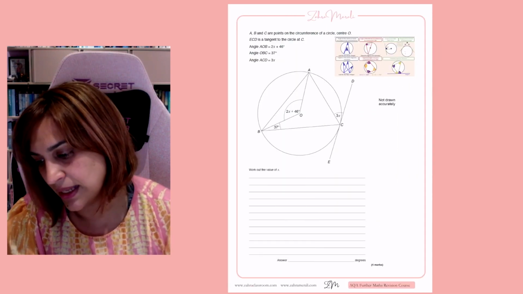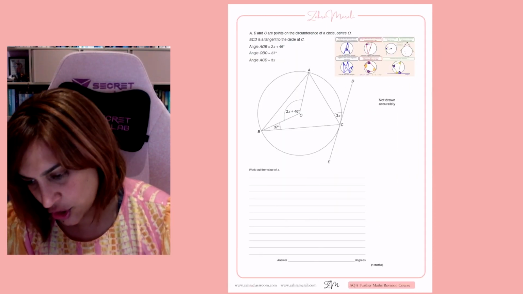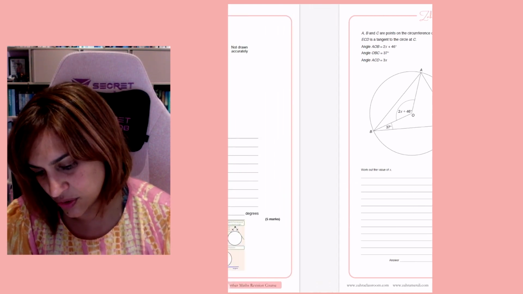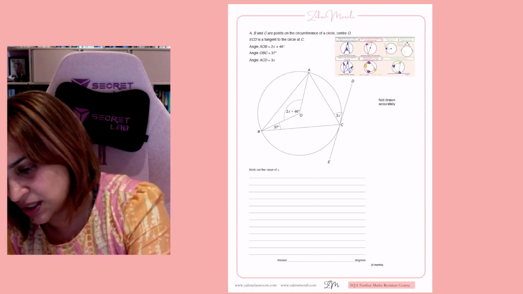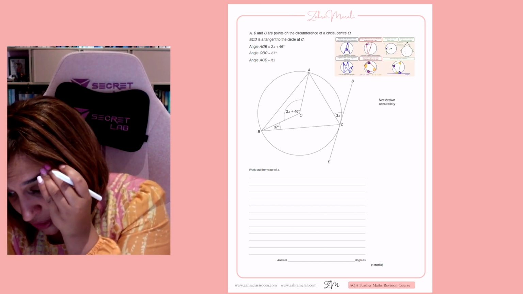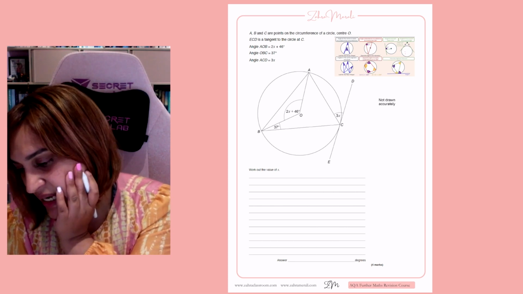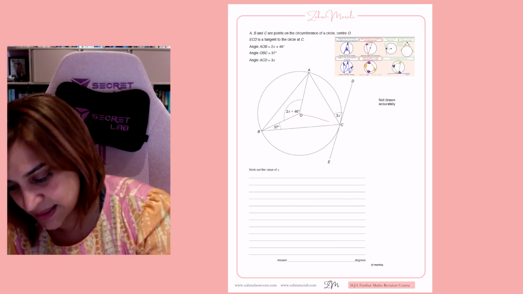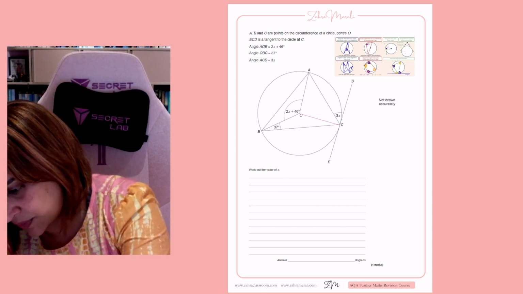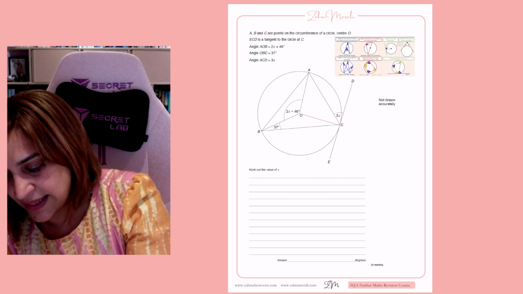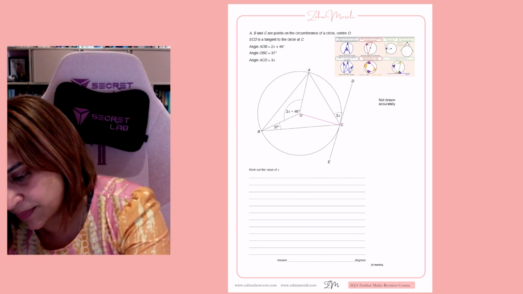Okay, next one. In this question, we've now got a tangent. So we think, what are my rules with my tangent? We could have the tangent meets a line from the center and makes 90 degrees. That's one of the rules. We haven't got 2 tangents, so we don't worry about this one. And then we've got the alternate segment theorem.